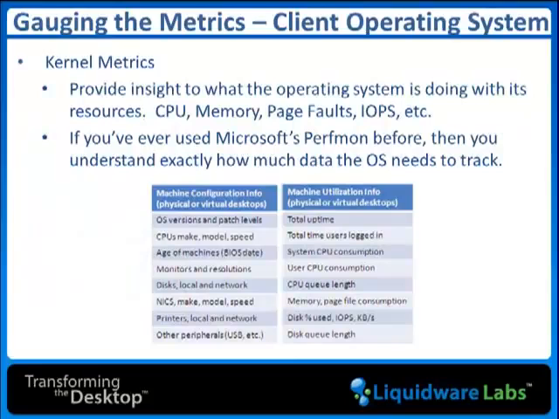Now, the first one we're going to talk about is kernel metrics, because these are obviously the largest ones that we have to talk about. Now, these provide insight into what the operating system is doing with its resources, including CPU, memory, page faults, read and write, IOPS, context switching, memory, devices plugged into the system, display diagnostics, all kinds of interesting information. Now, if you've ever used Microsoft's Perfmon before, then you understand exactly how much data the OS needs to track. The OS is tracking a tremendous amount of data. So what we realistically need to be able to do is compile this data over periods of time without increasing system utilization, and then collect this information in a nice, easy-to-use database, and then assign predictive analytics and learning to that. And that's exactly what we're doing with Stratosphere UX.